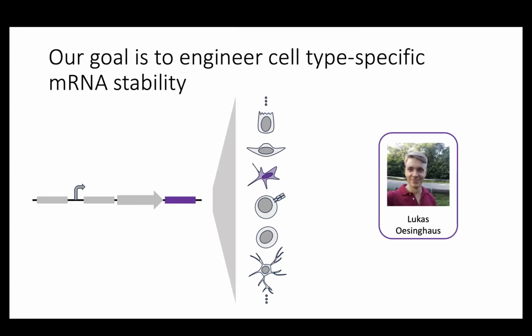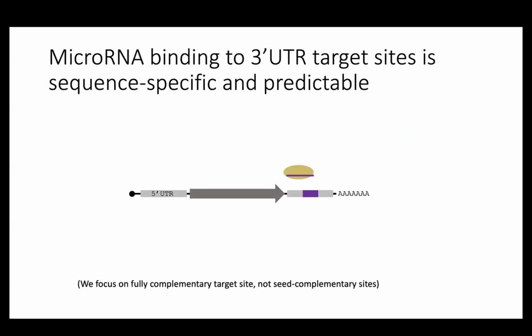Okay, so this next vignette is actually work by Lucas Oesinghaus, also a very talented postdoc in the lab. And what Lucas decided to do, and I should say this is a very old idea, but a very good idea, is to take advantage of microRNAs to try to destabilize messenger RNAs in specific cell types, but not others.